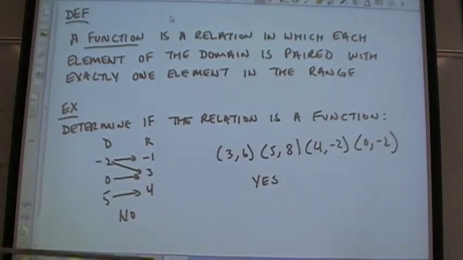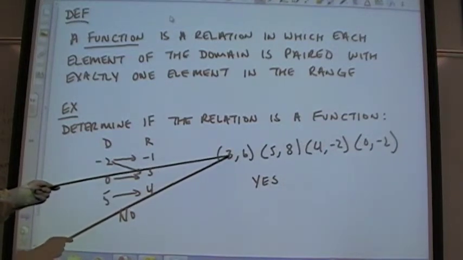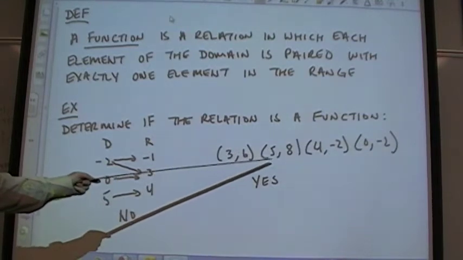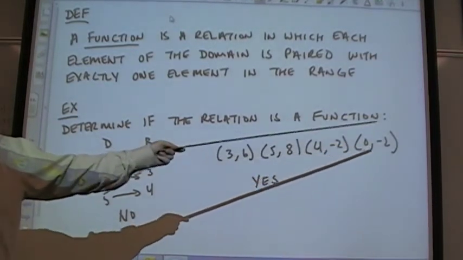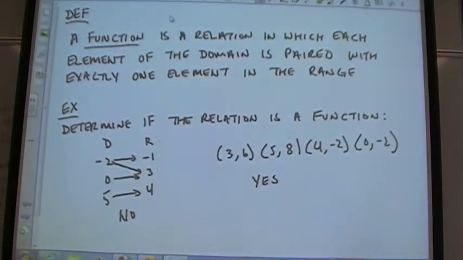Now if you're given a set of points, all you do is look at the x value. Is the x value repeated at all? 3, is there another 3? Is there another 5? Is there another 4? Is there another 0? No. If that's the case, then it has to be a function.